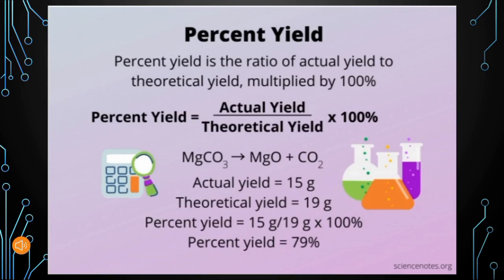Percent yield. Percent yield is the ratio of actual yield to theoretical yield multiplied by 100%. Percent yield is equal to actual yield over theoretical yield times 100%. Magnesium carbonate yields magnesium oxide plus carbon dioxide. Actual yield is equal to 15 grams. Theoretical yield is equal to 19 grams. Percent yield is equal to 15 grams over 19 grams times 100%. Percent yield is equal to 79%.